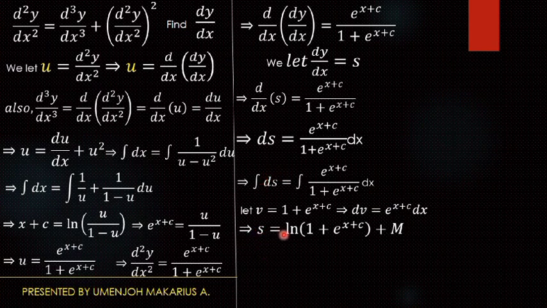Then this is going to be natural log of v, or natural log of the absolute value of v. But since 1 is a positive constant and e raised to the power x plus c can never be negative, it is always positive, so we don't need the absolute value signs in this case. Simple brackets are going to do the job for us. Then remember that when you integrate, you always end with a constant.